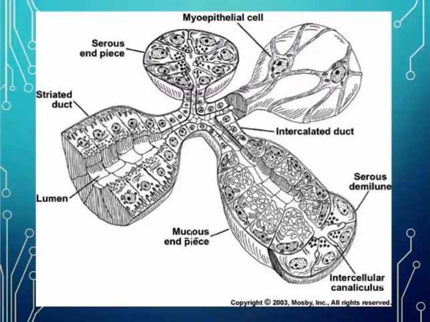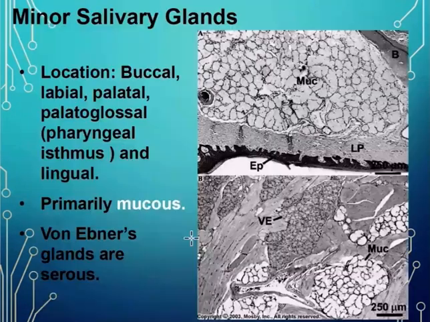The last part is the minor salivary glands. They are classified by anatomical location, so we call them buccal, labial, palatal, palatoglossal, and lingual. They are estimated to be high in number, from 500 to 700. Primarily, they are mucus, except for one serous minor salivary gland, called von Ebner's gland, which drains into the trenches of the circumvallate papilla of the tongue. Remember?